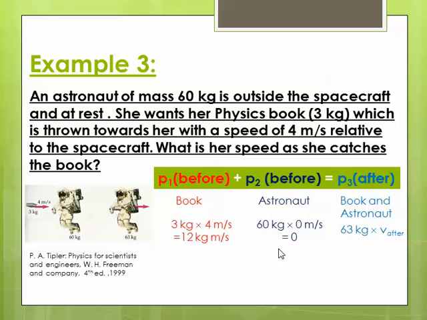The velocity we want to find, that is easy. It is given by 12 divided by 63 meters per second, which is 0.2 meters per second. So the velocity is very small. We may note that the speed is positive, as was the speed for the book. This means the astronaut is propelled in the same direction as the book was flying before. The book was flying that way, the astronaut is flying that way afterwards.